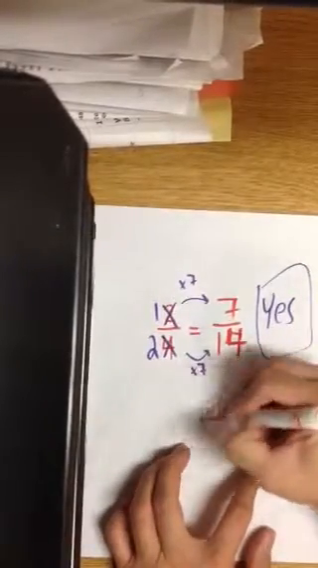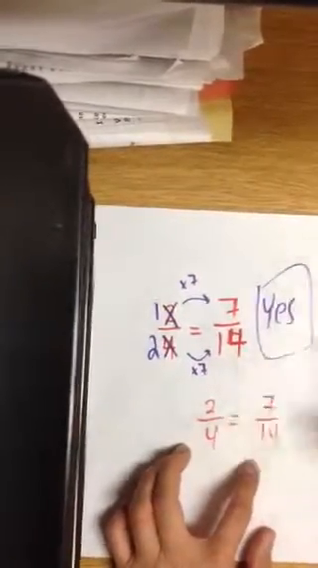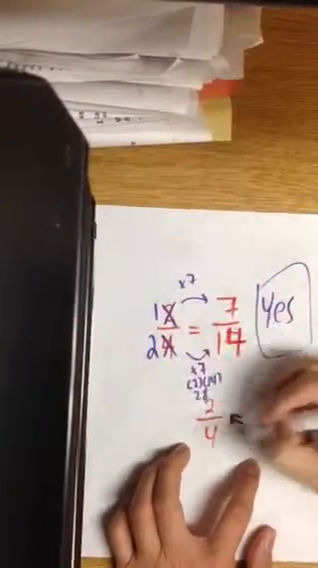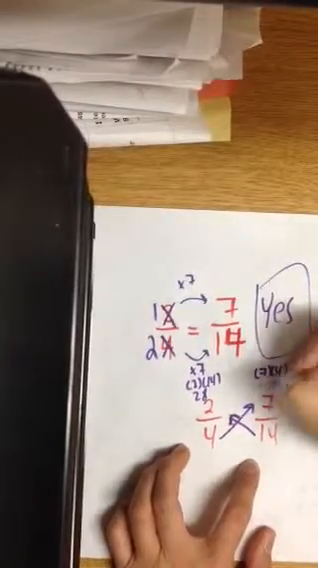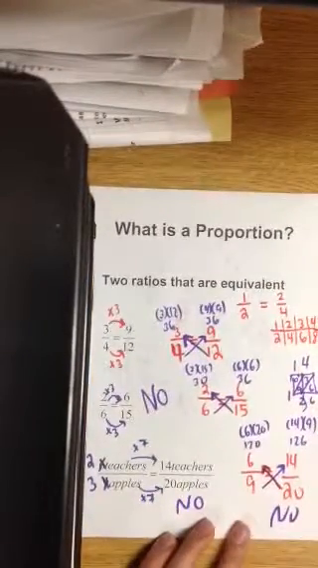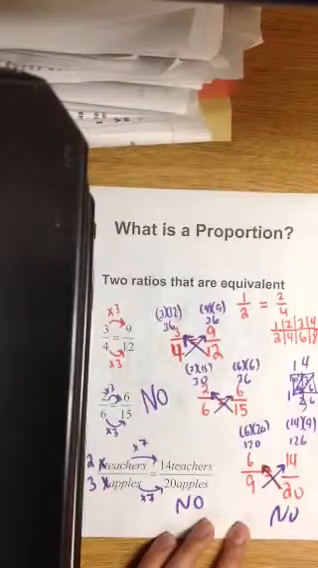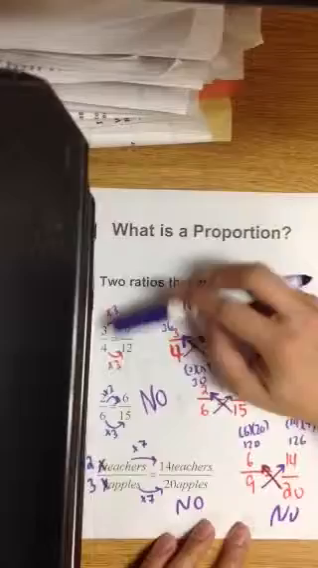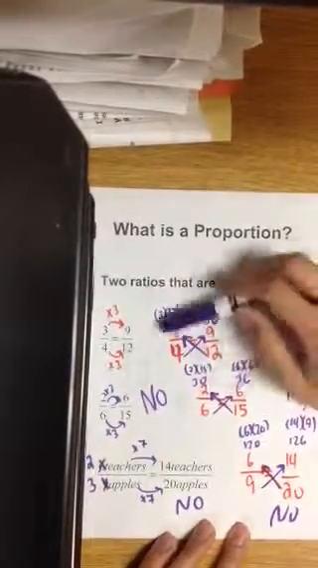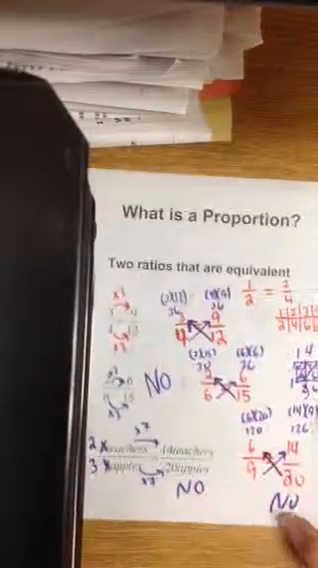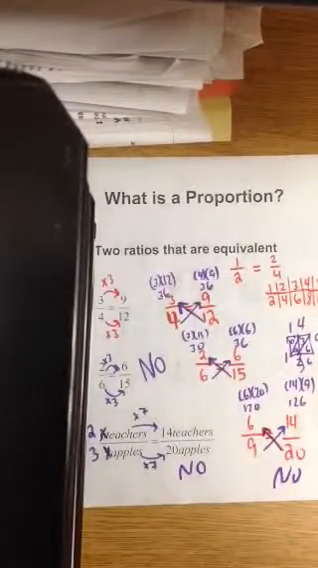Another way to do it is through the cross product way. We prefer that method. What is 2 groups of 14? 28. What is 7 groups of 4? 28. Are they proportional? Yes, they are proportional. So what is a proportion? It's when you have two ratios that are equivalent. So you have two fractions. You can either find the scale factor, what do you multiply the numerator and denominator by, or you can do cross product and see if they are equivalent. Either method is okay. So that is what a proportion is.